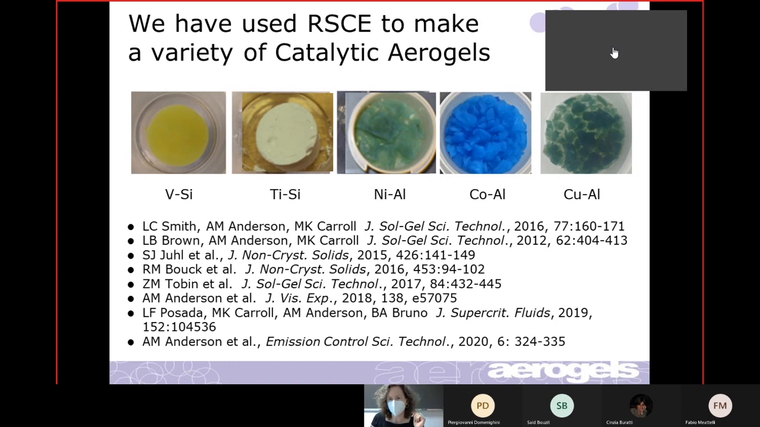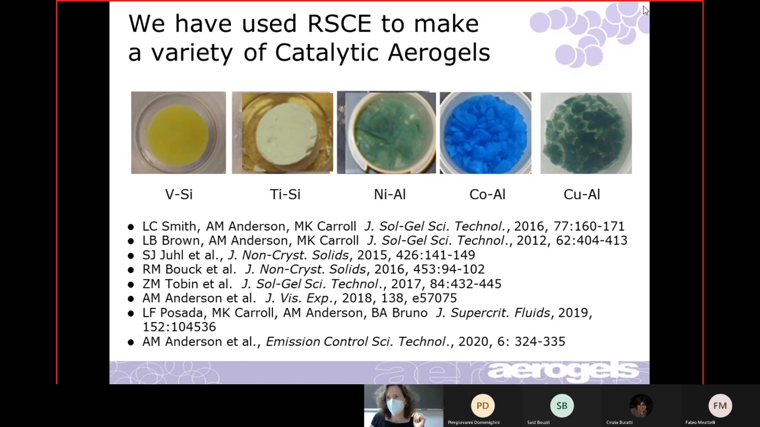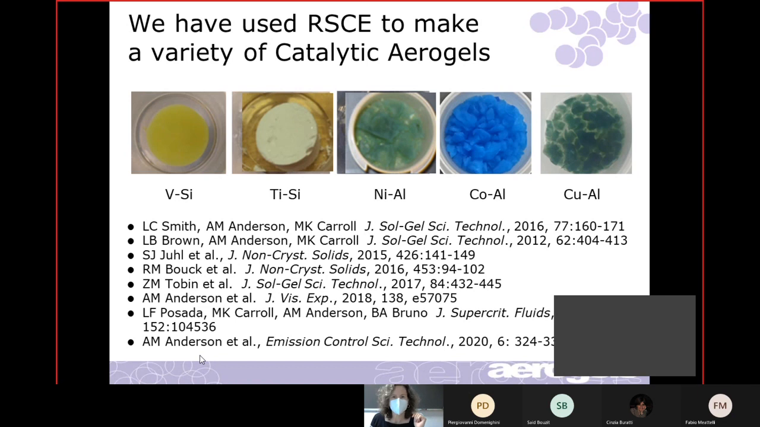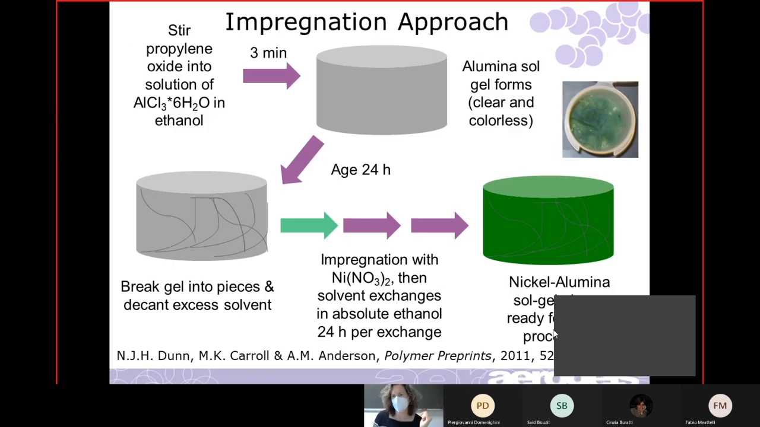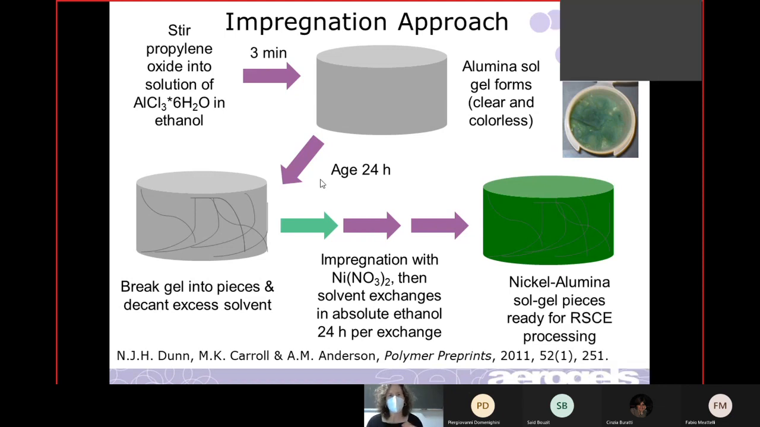Yes. Excellent. Okay. And so I'm going to talk a little bit about some of the approaches that we take to make the mixed metal aerogels. One approach, which we refer to as an impregnation approach, is to make one type of aerogel, and then during the aging process, introduce the other species that contains the other metal we're interested in.